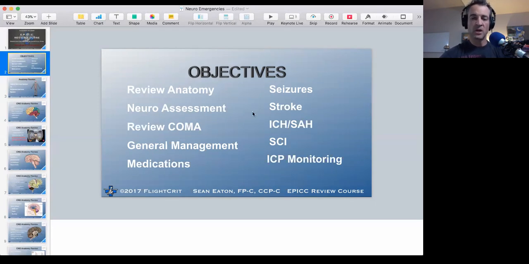So objectives that are going to be covered in the course, you can see them here. We're going to go over a lot of stuff: neuroassessment, reviewing coma, that's specifically on the outline for the exam. Talking about medications, seizures, strokes, intracerebral hemorrhage, spinal cord injuries, and ICP monitoring. Some of these will be a lot more in-depth than others, but it'll all be useful not only for the exam, but also for just your practice in general.